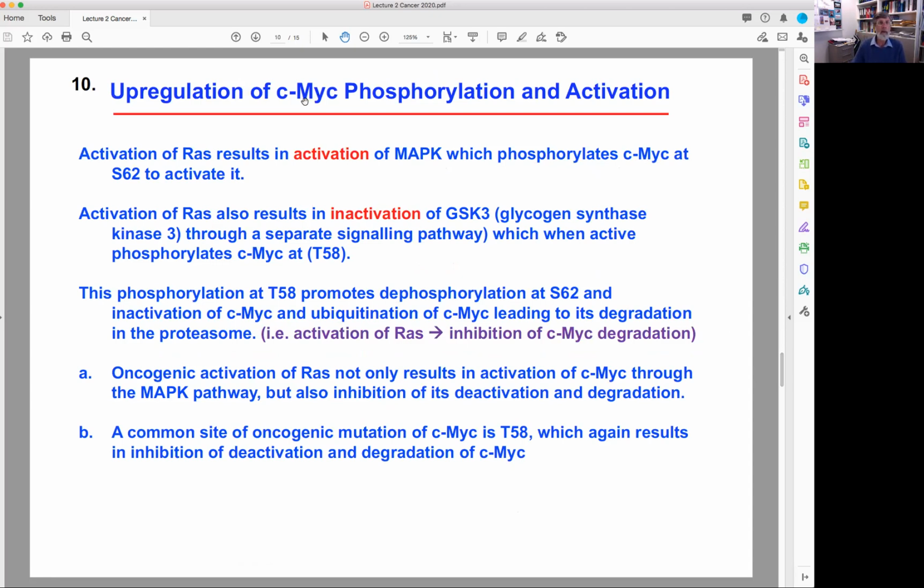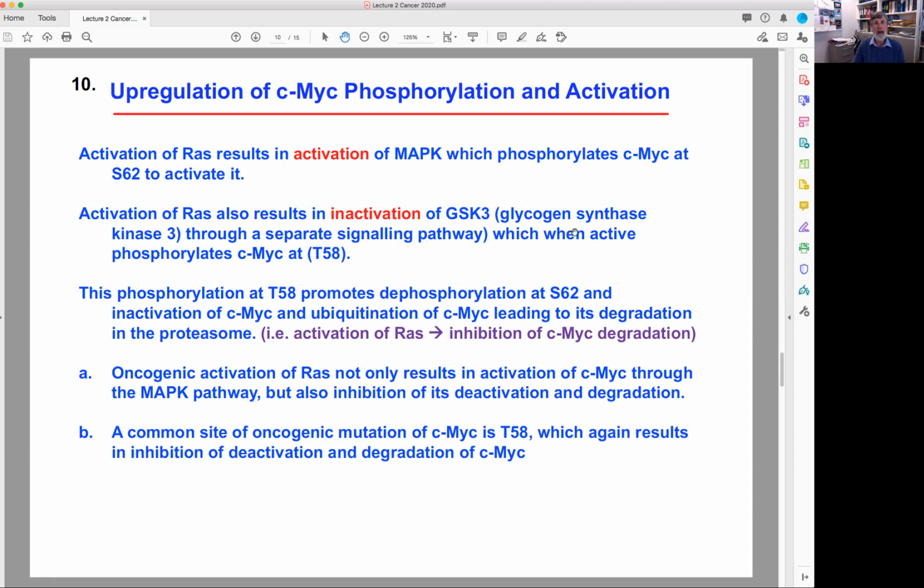So now let's look at the upregulation of c-MYC phosphorylation and its activation. I'll just describe it, and then we're going to look at it with a diagram. So activation of RAS upstream of MYC results in activation of MAP kinase, which phosphorylates c-MYC at serine 62 to activate it. Activation of RAS also results in inactivation of GSK3, which is glycogen synthase kinase 3, through a separate signaling pathway.